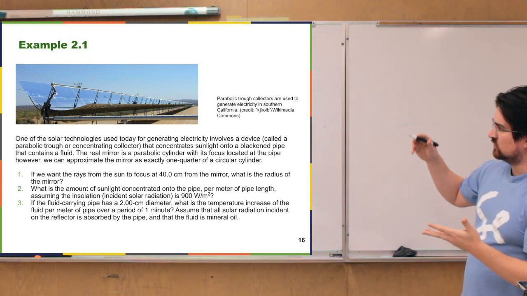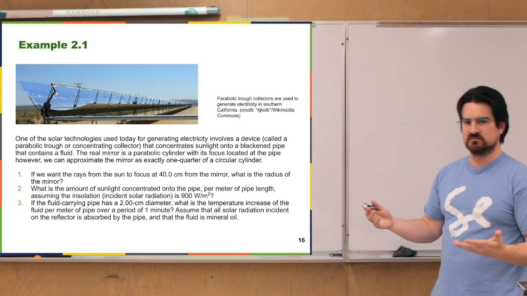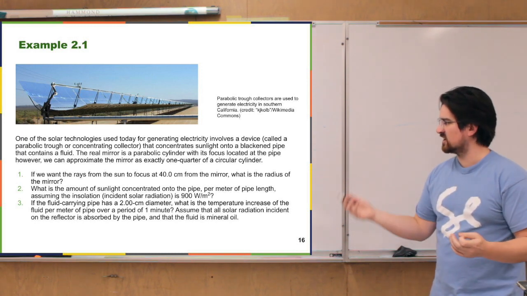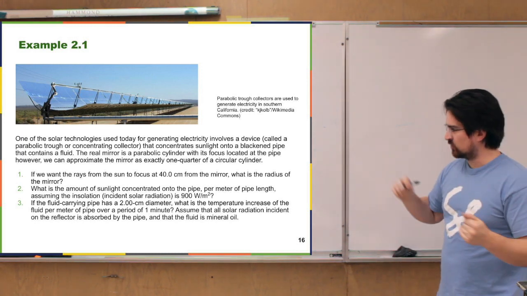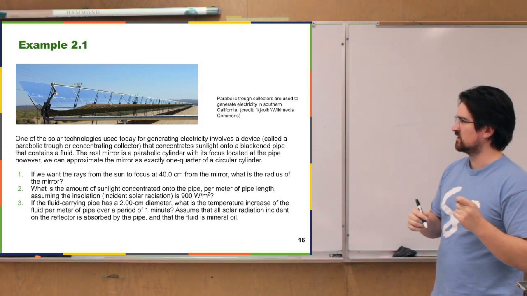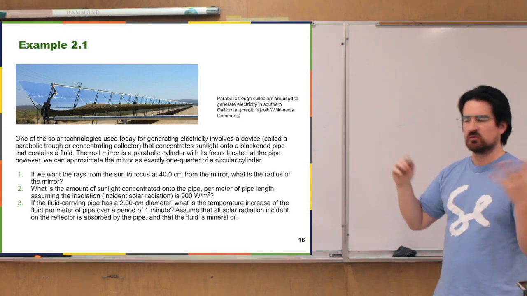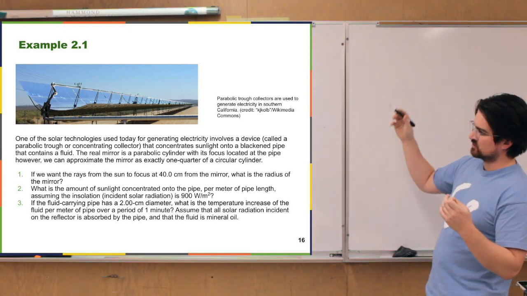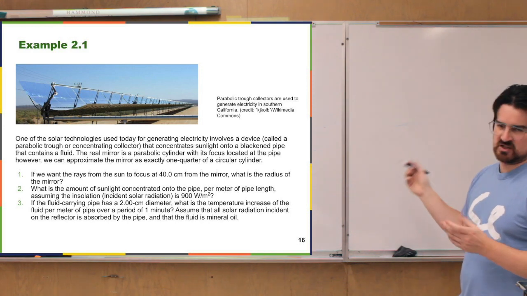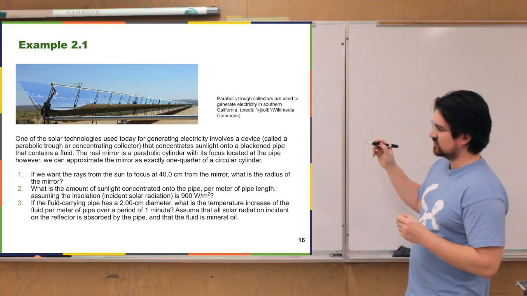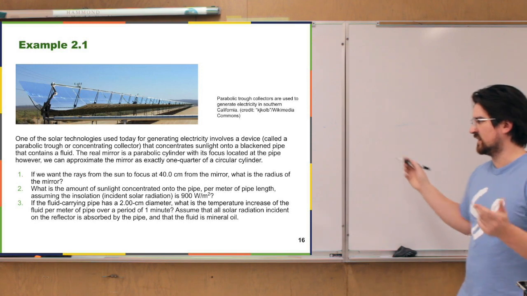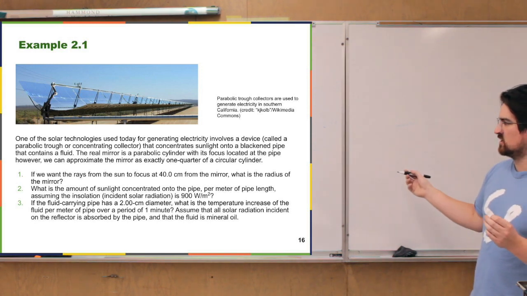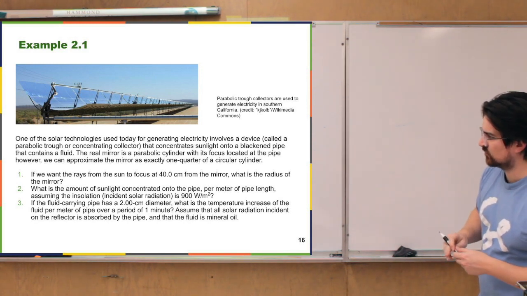So we're given some particulars about this setup, like the focal length of this mirror. Technically, these mirrors are parabolic, but we're going to treat them as spherical so we can use our equations here. We assume it's like a small spherical mirror and it has this focal length. What's the radius of the mirror, for one?